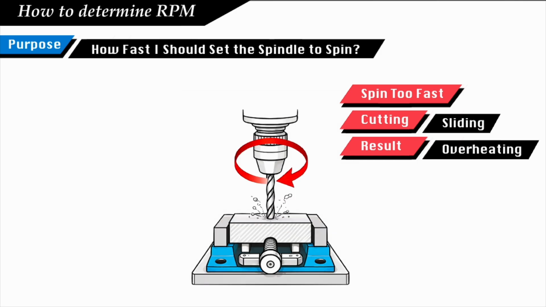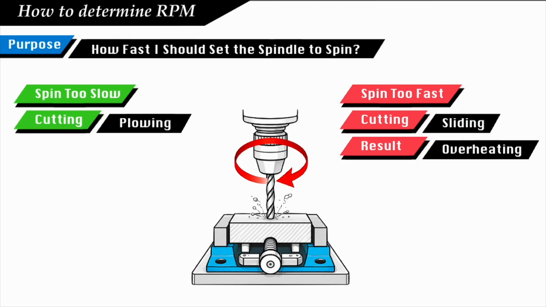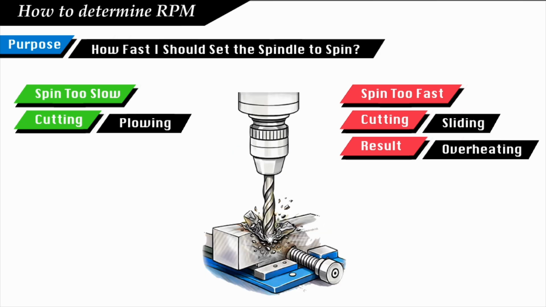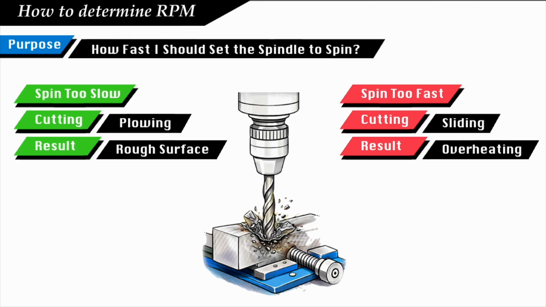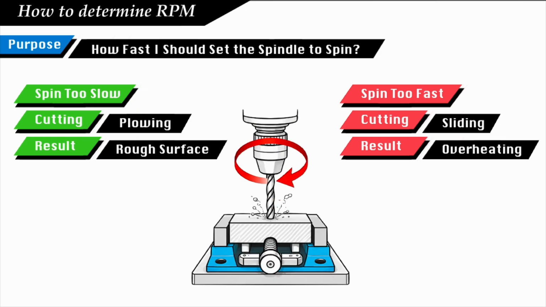And what would happen if you spin too slow? The cutting behavior would be called plowing. Plowing means you are not cutting with enough speed, so you are just dragging the material along with your cutting route. So either you would destroy the material or you cause a rough surface on your final finished workpiece. So spinning either too fast or too slow will cause problems.